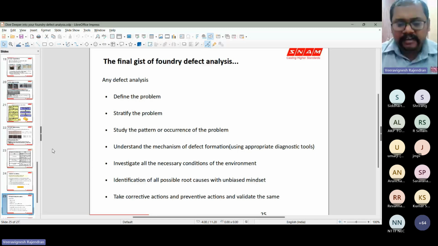Do not think that if I am a person from the melting department, there is no problem in the melting. I have been doing the same melting for hours together. Okay, I think all the problems should have come from the core shop or molding.